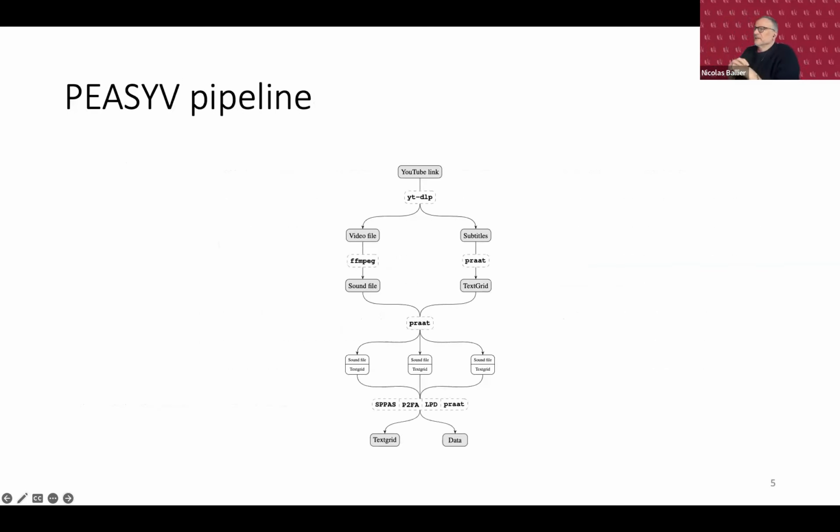So first, the PEASYV pipeline. The name PEASYV comes from trying to find an easy aligner. This is the graph used in the paper, and you can see the principle out of the YT-DLP library. We separate the sound file, the video file, and we separate the texts with the subtitles, and then the idea is to use Praat to generate the double alignment with SPPAS and P2FA.